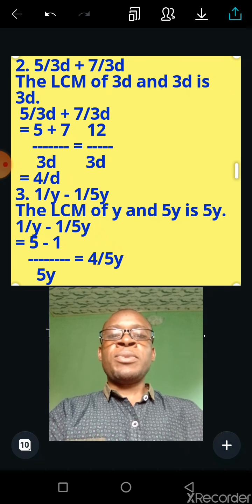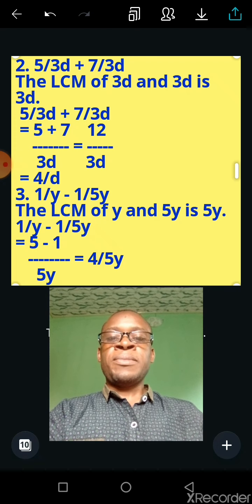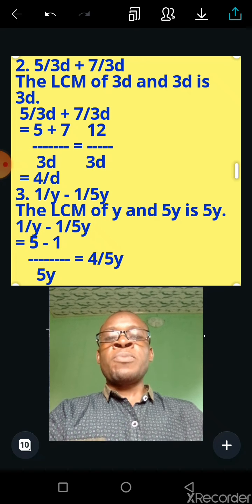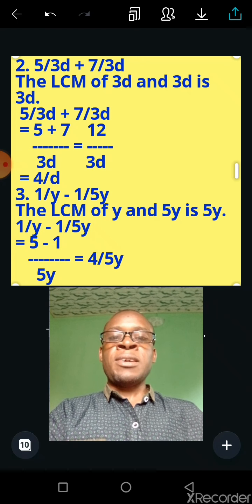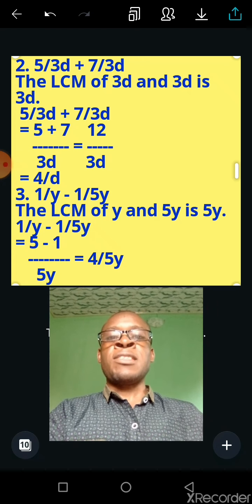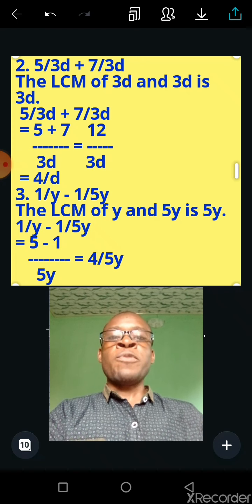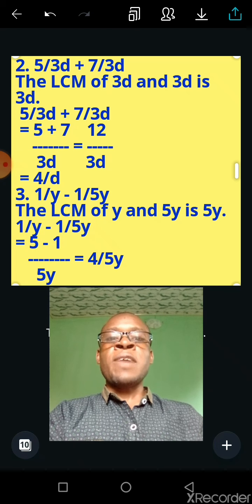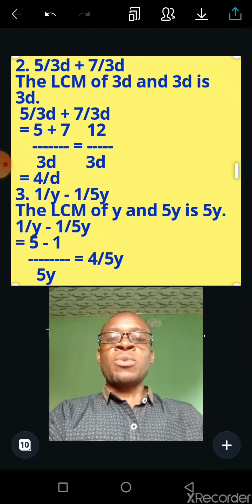Number 2. 5 all over 3d plus 7 all over 3d. The LCM of 3d and 3d is 3d. Then we now have 5 all over 3d plus 7 all over 3d. We now bring the LCM down. We go to the first fraction, we have 3d as the denominator. We say 3d divide the 3d of the LCM, we have 1. 1 times the numerator, which is 5, we have 5. We go to the second one, 3d divide 3d, we have 1. 1 times 7, we have 7.